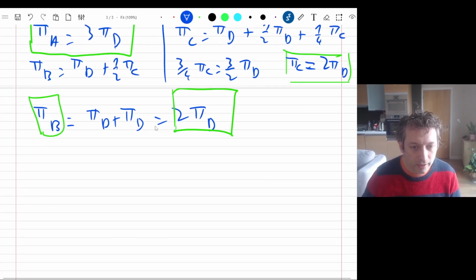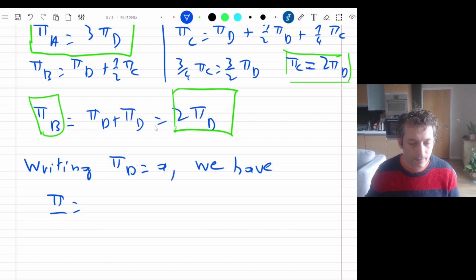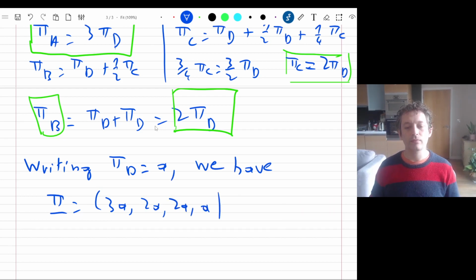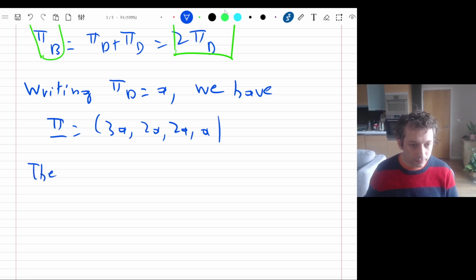What I like doing is writing pi d equals a. We have the whole vector pi is equal to, so 3a, 2a, 2a, a. But we know that the values have to add up to 1, right? So these are pi a, pi b, pi c, pi d. They have to add up to 1 because they are a probability distribution. So the values have to add up to 1.